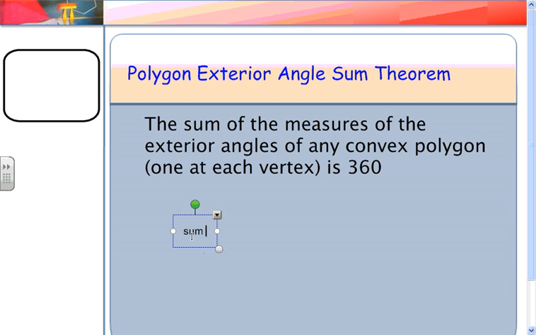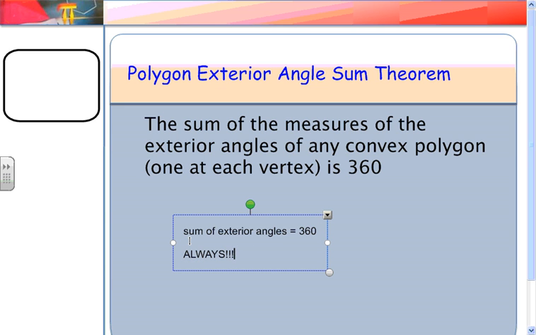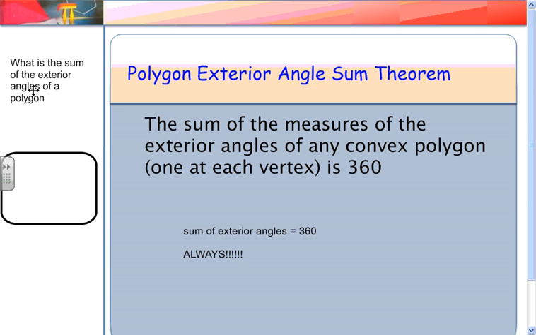So we might write that again. Sum of exterior angles equals 360 always. I don't care how many sides it has. Sum is always 360. So question on the left, what's the sum of the exterior angles of a polygon? There we go. So now let's use this in an example.